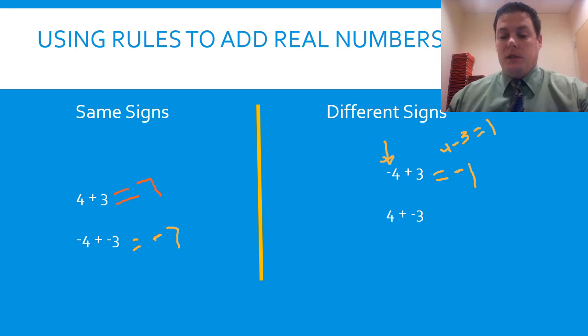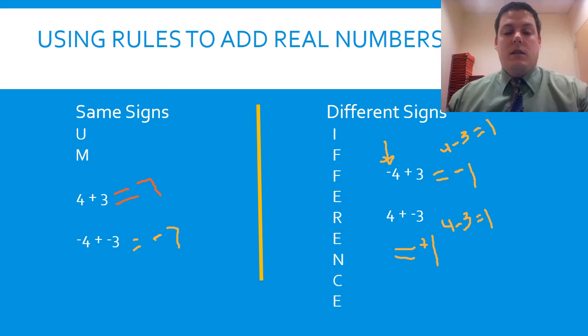Down here, again, we have signs are different. We're going to find the difference. 4 minus 3, again, equals 1. We're going to keep the sign of the larger number, which is the 4, which is positive. So we just have positive 1. Again, same signs, we find the sum. Different signs, we find the difference.